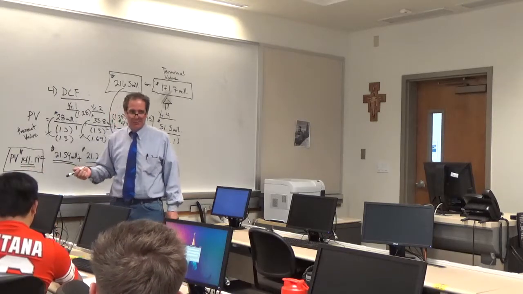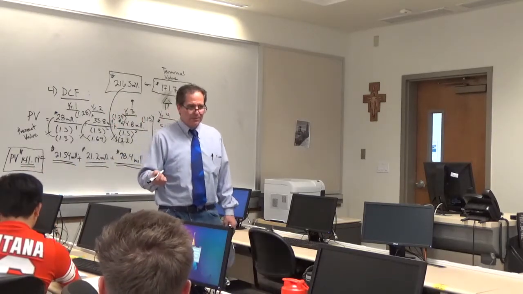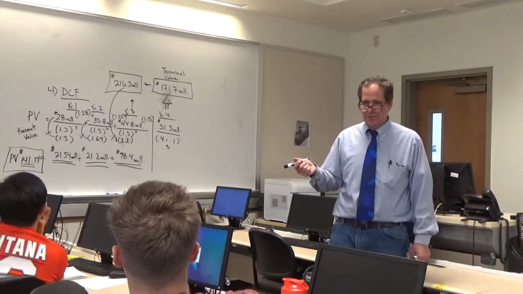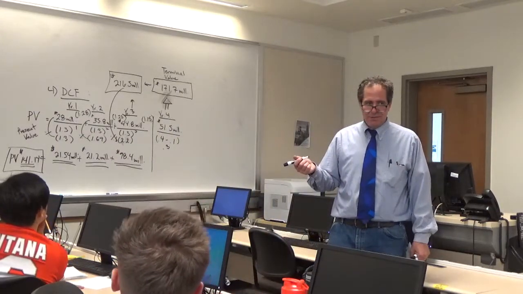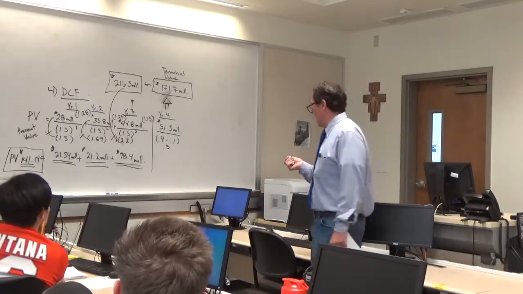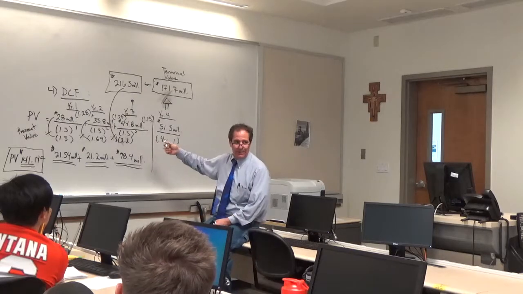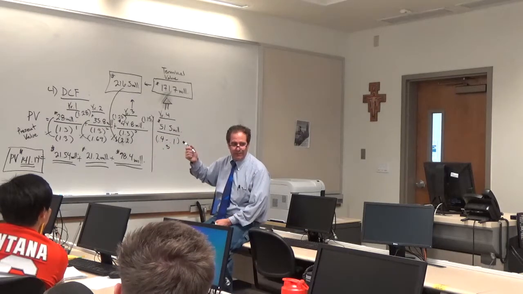Where's the problem? Undervalued the future. But it's undervaluing it based on what? Where's the problem? Year 4. The terminal value. Well, there's that, right? Let's say we don't deal with the discount rates. Where's the undervaluation coming from?